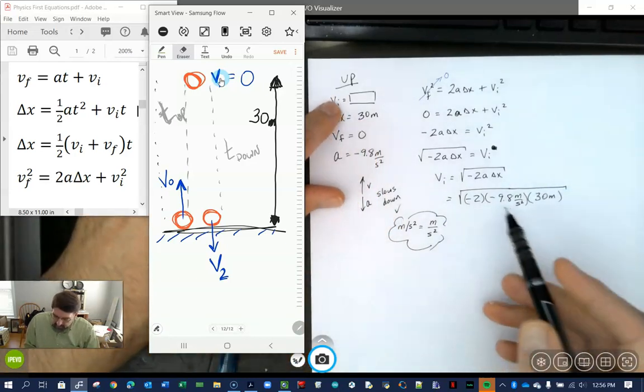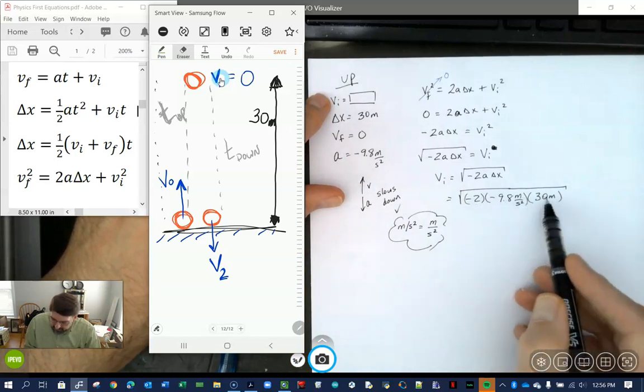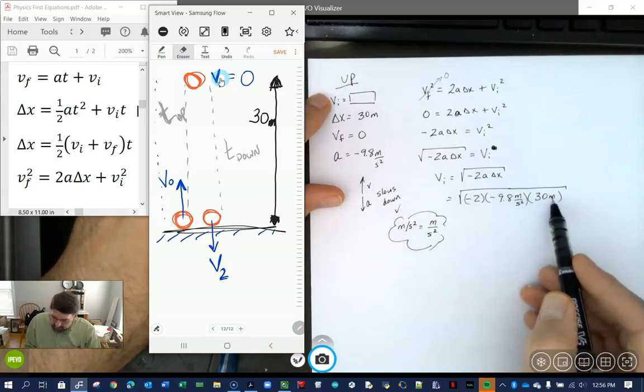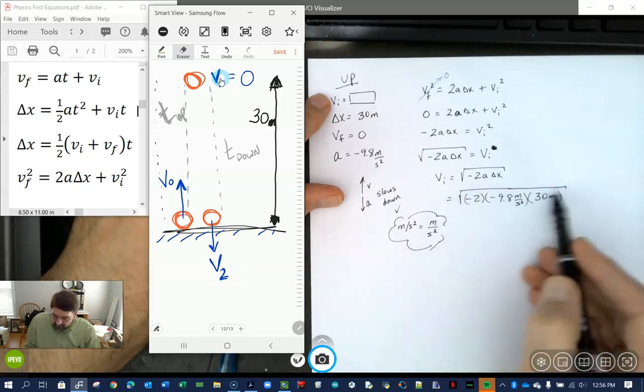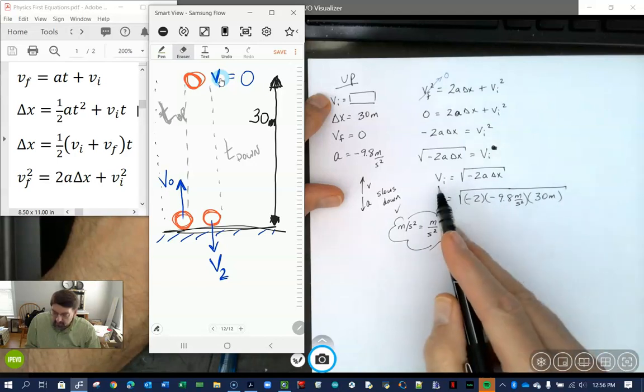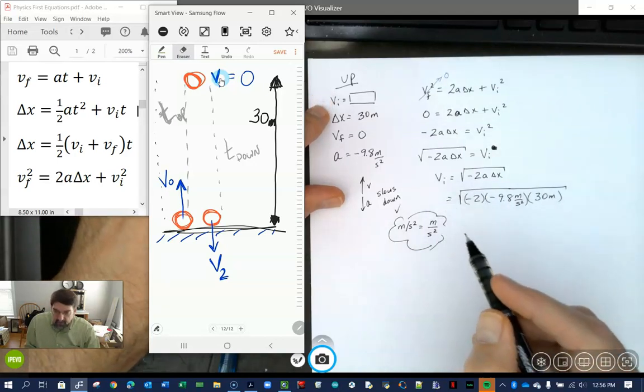Okay, and notice what happens is when I multiply 9.8 meters by 30 meters and divide by second squared, I'm going to get meters squared over second squared. And then when we take the square root, we're going to get meters per second, which is what we should get.